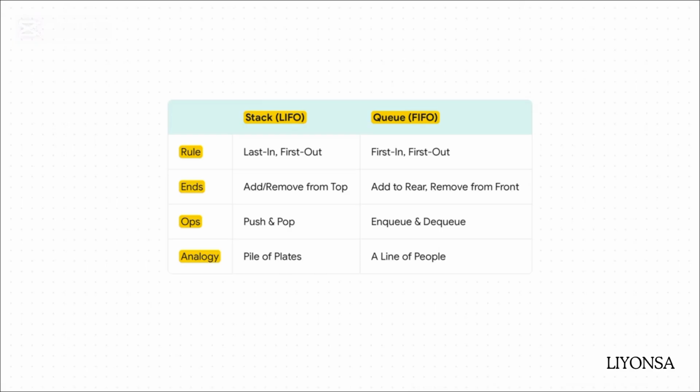All right, so let's just recap real quick. We've got the stack, that's last in, first out, our pile of plates. Then we've got the queue, first in, first out, our orderly line of people. Two totally opposite rules, right? But both are incredibly powerful ways to manage how things get done.